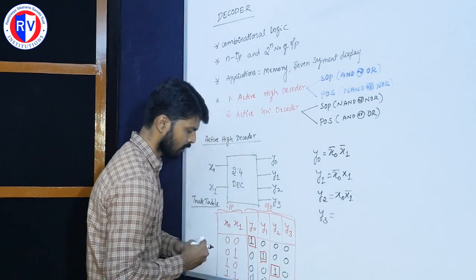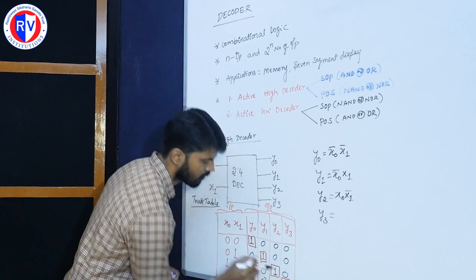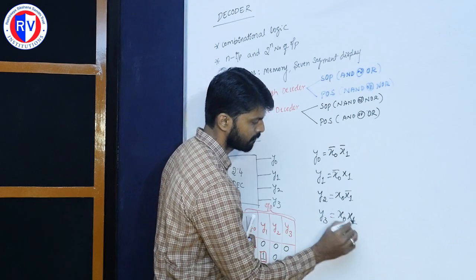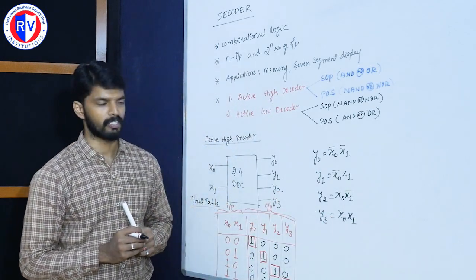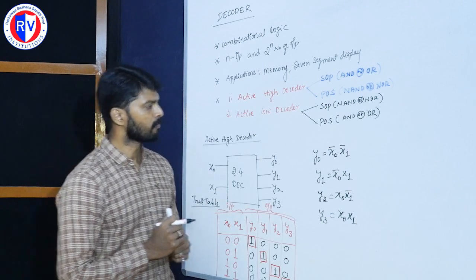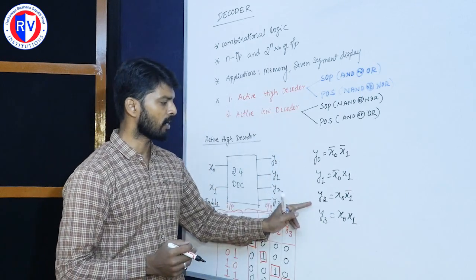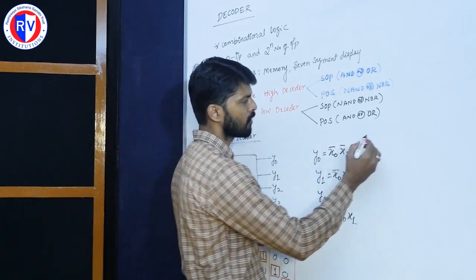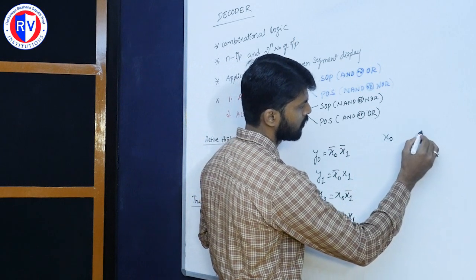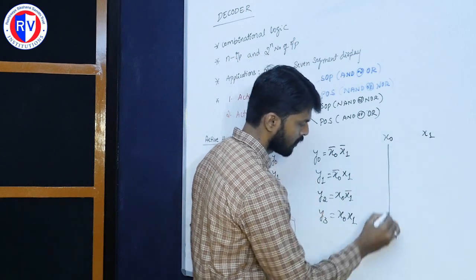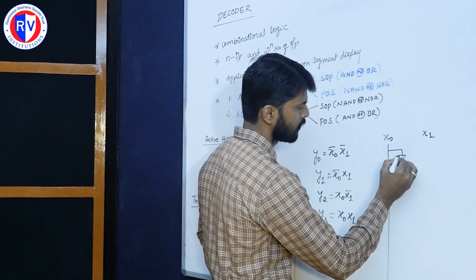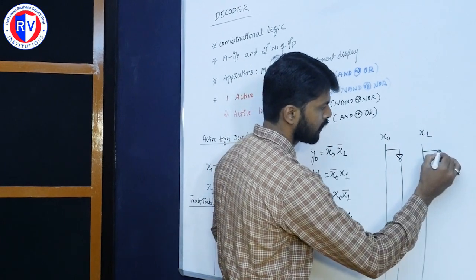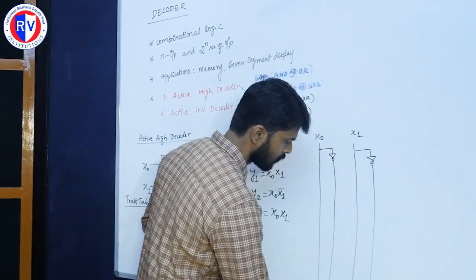Similarly for y3, this is the area of interest. In this case, x0 and x1. For this, now we need to construct the logic diagram. So in this case, y0, y1, y2, y3 are the outputs. x0 and x1 are the inputs. For this combination, I will take x0 and x1. This is x0 and this is x0 bar that I am getting in the output stage. And this is x1, and here I am getting x1 bar.